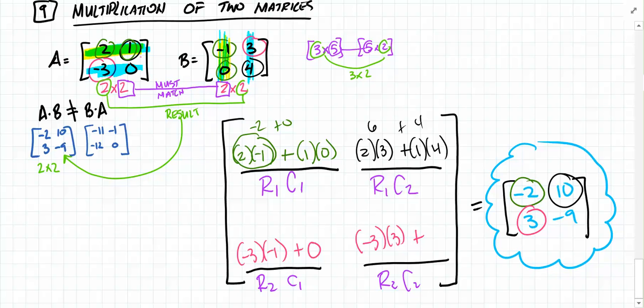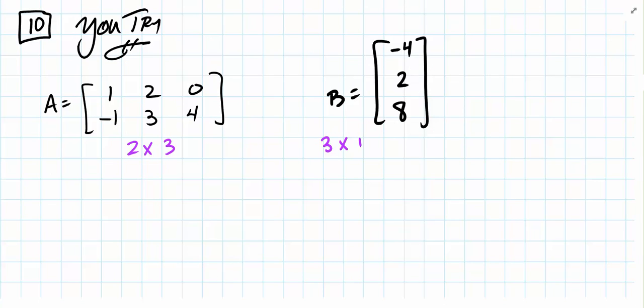Okay, here we go. I'm asking you to multiply A times B. A 2 by 3 by a 3 by 1. Can you even do it? Yes. What will the result be? 2 by 1. 2 rows, 1 column. Ready, set, go. Check it in your calculator when you're done. Okay, when it's all said and done, you should get 0 and 42.